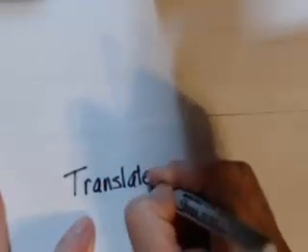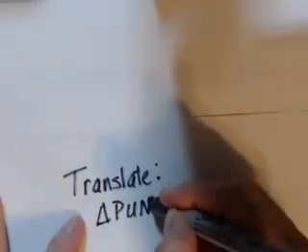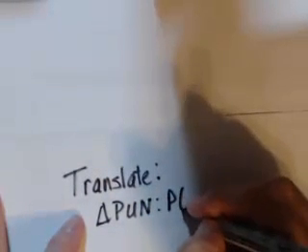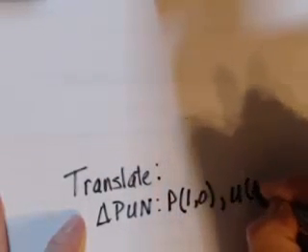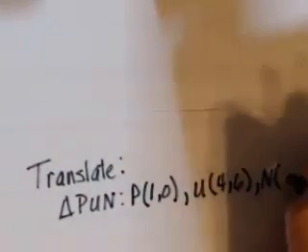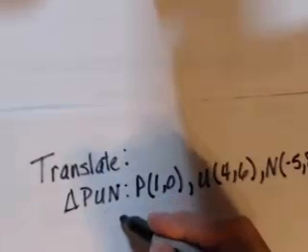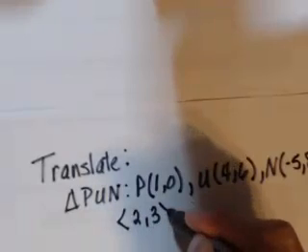Alright, here is your assignment. I want you to translate triangle PUN with vertices P is the ordered pair 1, 0, U is the ordered pair 4, 6, and N is the ordered pair -5, 8. I want you to translate under the vector 2, 3.